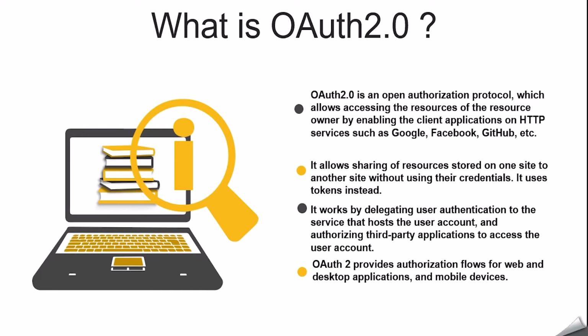Now, OAuth allows sharing of resources stored on one site to another site without using their credentials. It uses a token instead. So it doesn't use username and password, it uses tokens. It works by delegating user authentication to the service that hosts the user account and authorizing the third-party application to access the user account. OAuth provides an authorization flow for web and desktop applications and mobile devices.